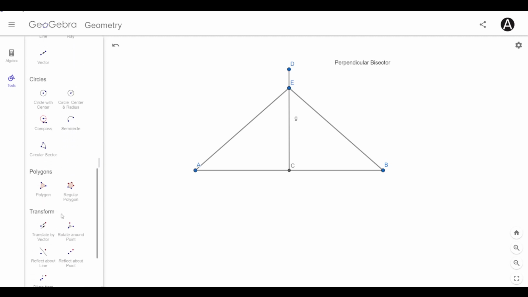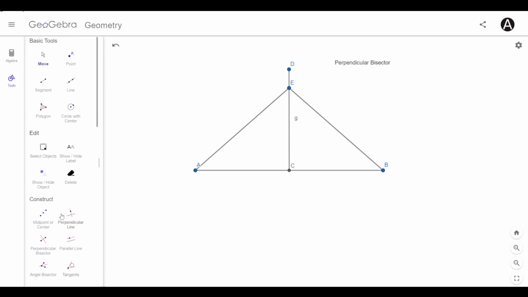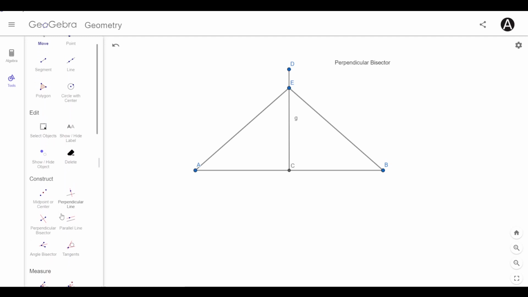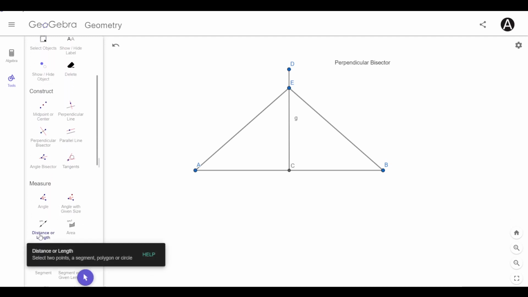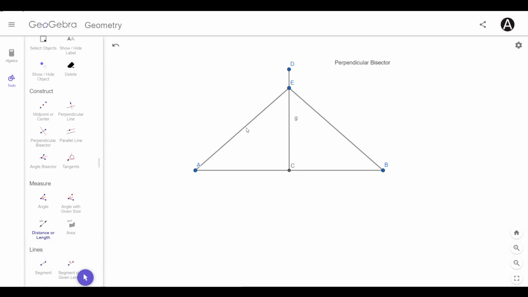Watch. I just have to remember where all these things are. There's a thing that talks about the distance. Where is it? Oh, there it is. It says distance or length. I know you can't see it because it's off the screen, but it says distance or length. So now when I click that and I click this line segment right there, it tells me how long that line segment is. Now I don't know if that's in inches or centimeters. It's some arbitrary unit.